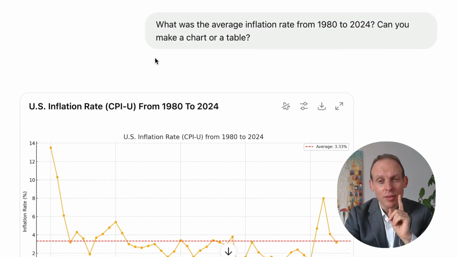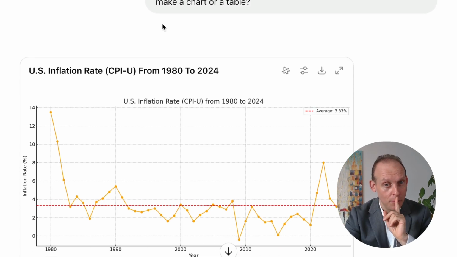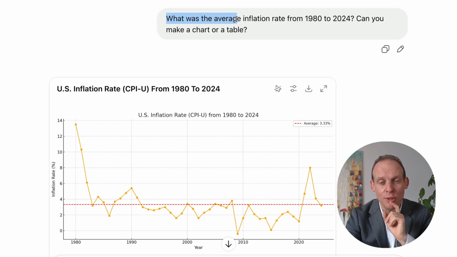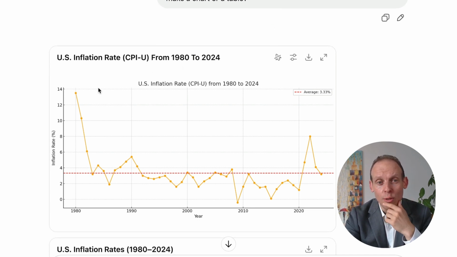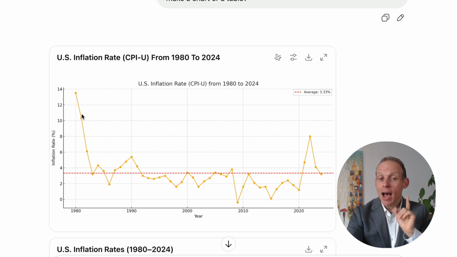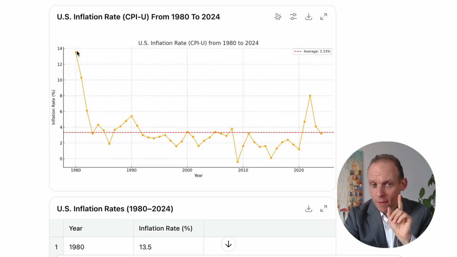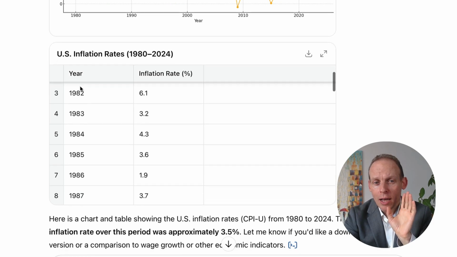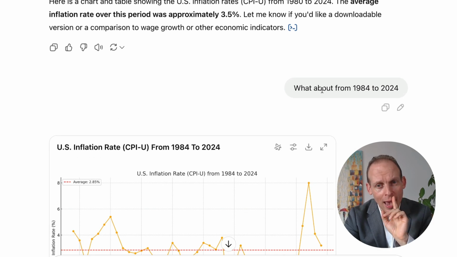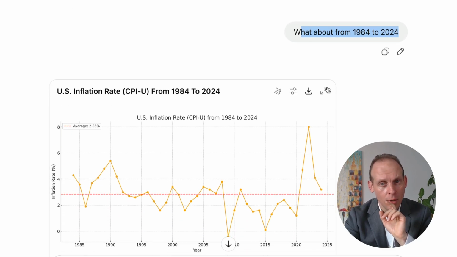Now, I could have made the inflation rate a lot bigger. Look at this question. What was the average inflation rate from 1980 to 2024? Can you make a chart or a table? And you see that there were some years around 1979, 80, 81, that inflation was very high. I actually am not using that in our average because I later asked it, can you take the average from 1984 to 2024? Okay, from 1984 to 2024, that's 40 years, and you'll see that we're going to use this chart.